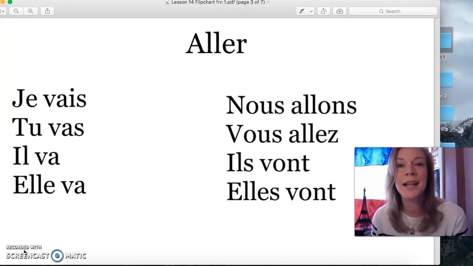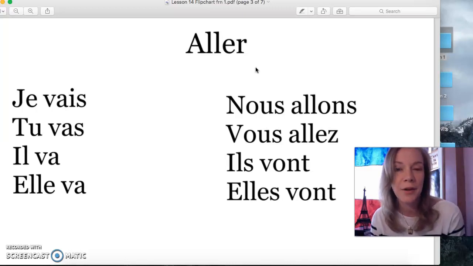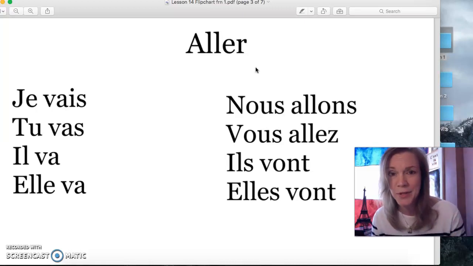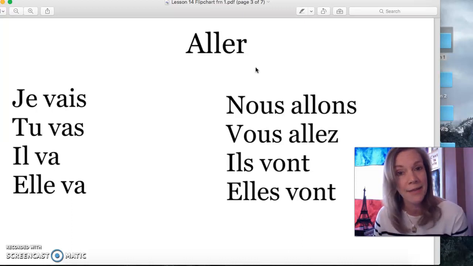This week we are looking at lesson 14, which as you can see begins with the verb aller, to go. So we're going to learn how to talk about places we can go, things we're going to do. We're going everywhere this week. So get your textbook, get something to write things down on to take a few notes, and let's get started.